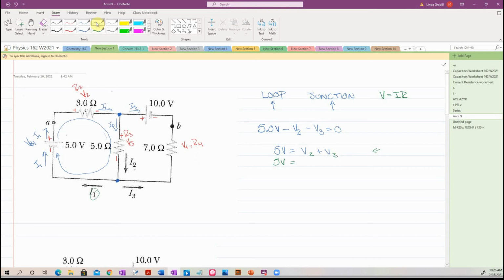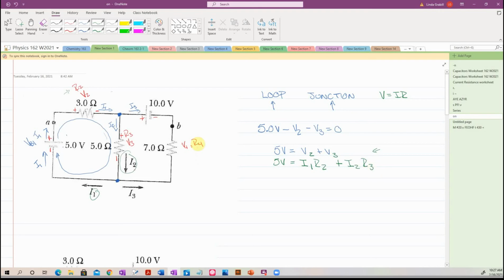Okay, so now in terms of my current, going back to what I was trying to do in the first place, V2 then is I1, this is my current here, times what I've labeled as R2. So just be consistent, pick a way and run with it. And then plus my V3, I've labeled that as R3. What current is that? Well, I've labeled that as I2. So I2 R3. Okay, so we've done that one.